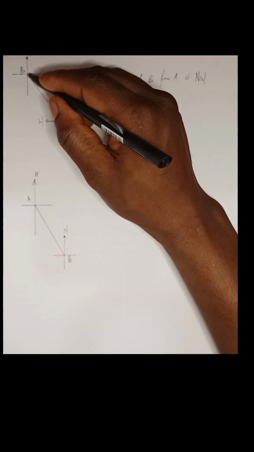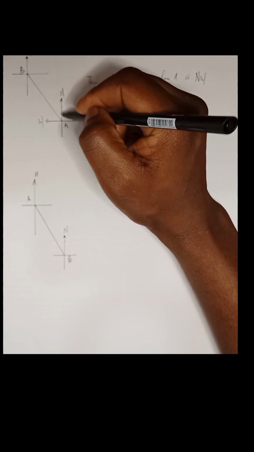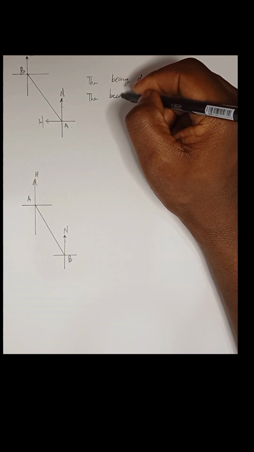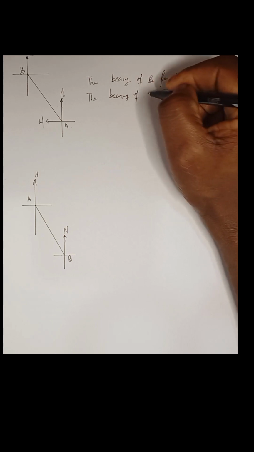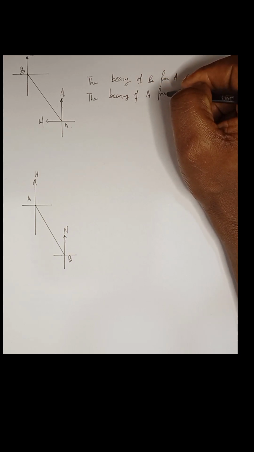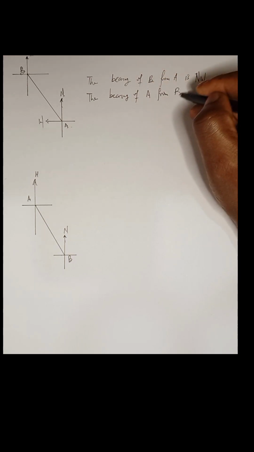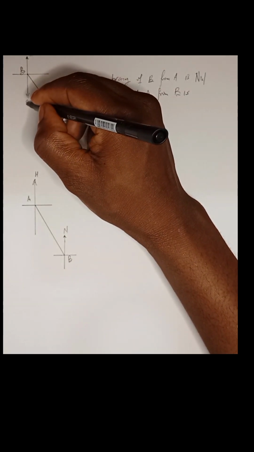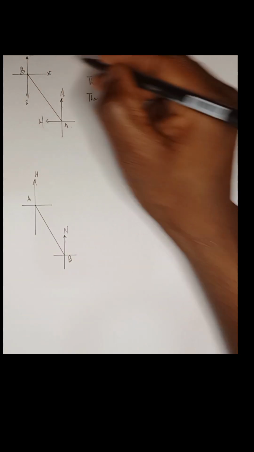Also, if I'm at B and I'm going to A, what direction will I turn? The bearing of A from B is coming down south, in what direction? To the east. That's southeast.